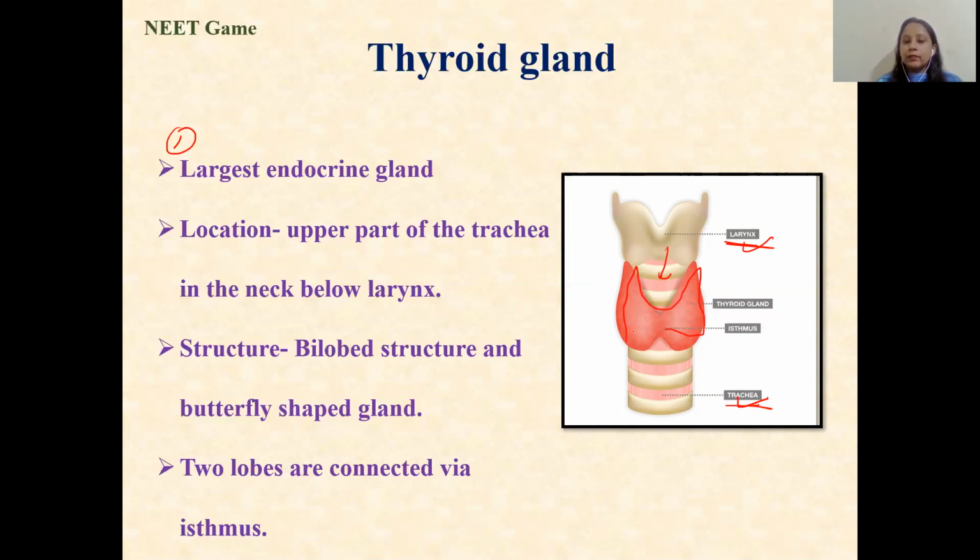It is a butterfly shaped structure which is bilobed in nature, and both lobes of the thyroid gland are connected by the isthmus. This portion in the middle that you can see on the thyroid gland is your isthmus. Most cancers of the thyroid gland affect the lobes, but still about 2 to 8% of cancers can affect the isthmus portion also.